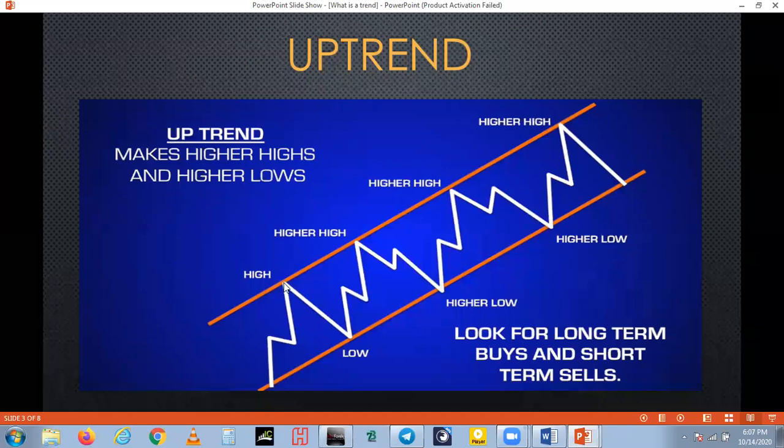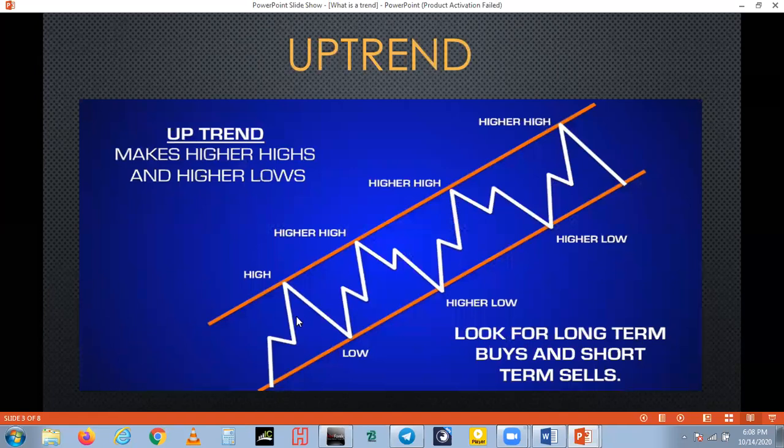You see that the last high is lower than this high. Then this high is also lower than this high. This high is also lower than this high. So this high is higher than this high, that's why we call it a higher high. This high is higher than this high, higher high. Same thing here too. You can see that this low is higher than this low. This low is also higher than this low. So once you see this happen, this is an uptrend.